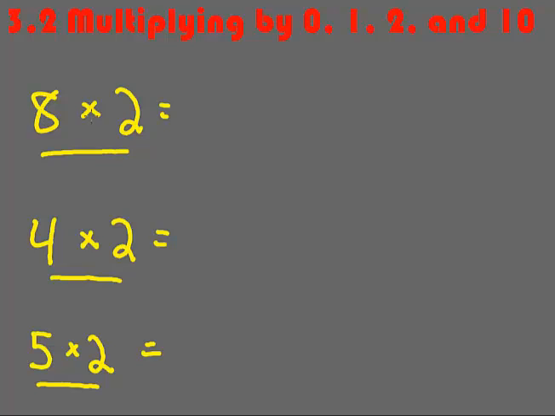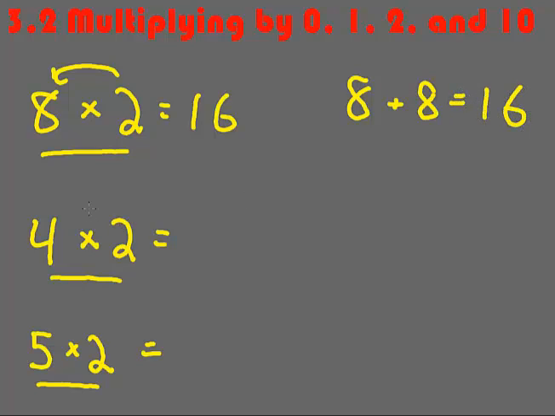When I get 8 times 2, my answer is 16. That's because I have 2 8s. All I'm doing is just 8 plus 8. 8 times 2 just means 2 8s, or 16. You'll see the same on the next one.